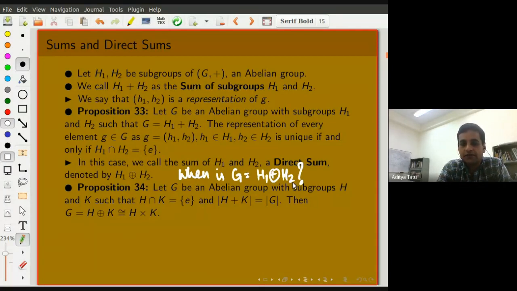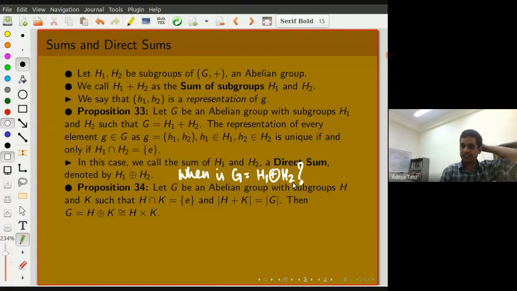Is that clear? H1 direct sum H2 will be a subgroup of G, but may not necessarily be equal to G. So it's important to see when H1 direct sum H2 will be equal to G. Again, remember, we began the lecture wanting to break down G into smaller groups, but the smaller groups, when put together, should give you back the entire group G. That is why this question is important.